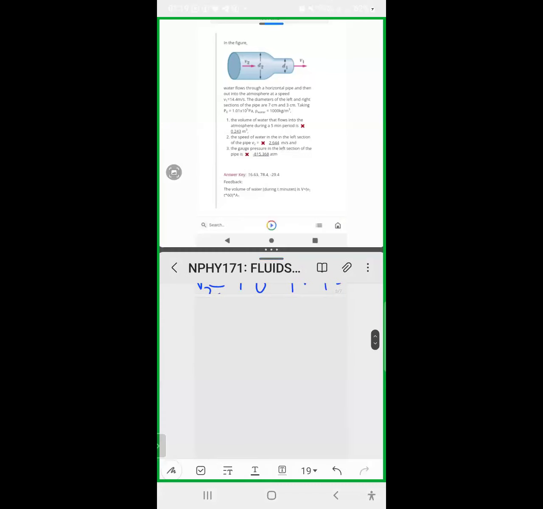Okay, now we move on to question number 3. It says that we should find the gauge pressure in the left section of the pipe. So we know that the gauge pressure, P gauge, is equal to the absolute pressure minus the atmospheric pressure. Okay, but now if you can notice, the question says in the left section of the pipe.